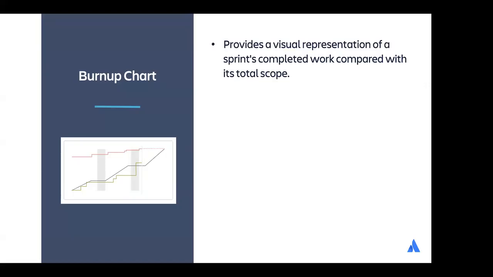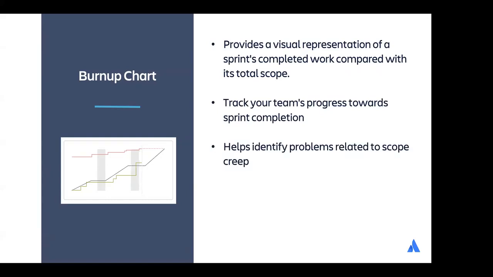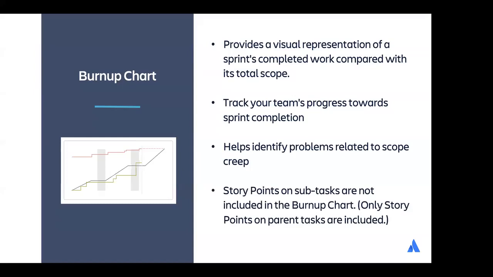The Burnup chart provides you a visual representation of the sprint's completed work compared to the total scope. And you can see the amount of work completed versus the amount of work remaining on a day-to-day basis. So you can track your team's progress toward the sprint completion and identify problems related to scope creep. The only thing is that story points on any subtasks are not included in the Burnup chart. Only the story points on parent tasks are included.